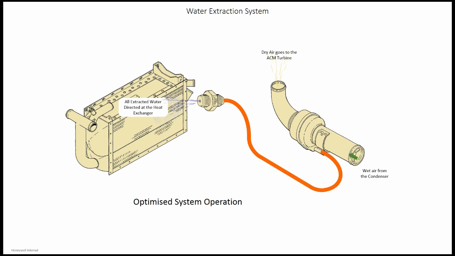Degradation of the water extraction system will have a severe effect on the cooling efficiency of the ECS by reducing the evaporative cooling effect of the water, elevating the exit temperature of the secondary heat exchanger by as much as 10 degrees centigrade. This will cause a significant performance drop of the ECS.